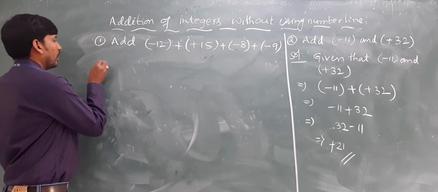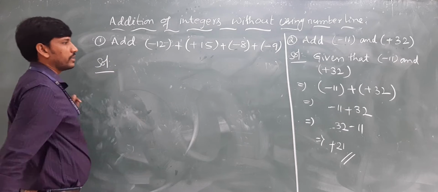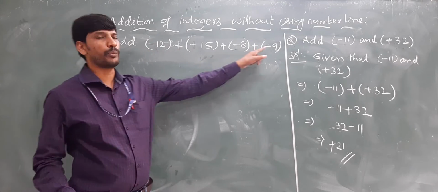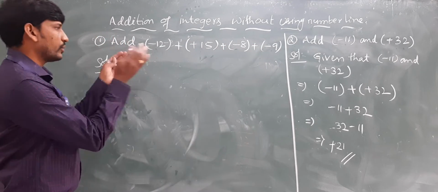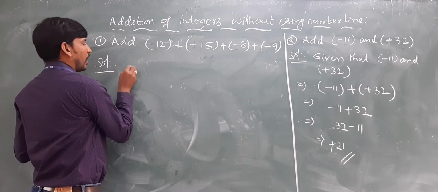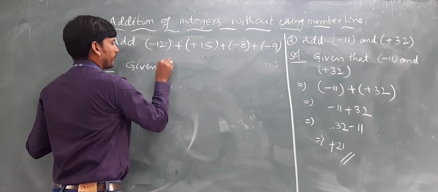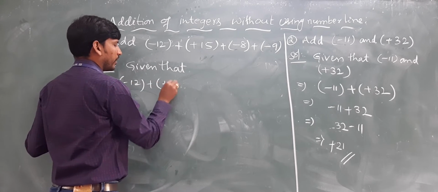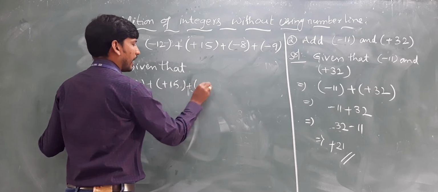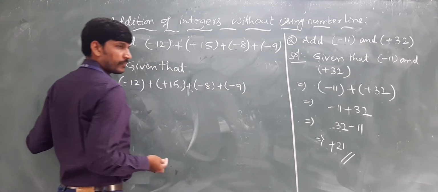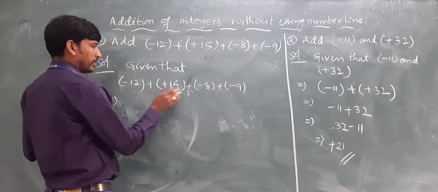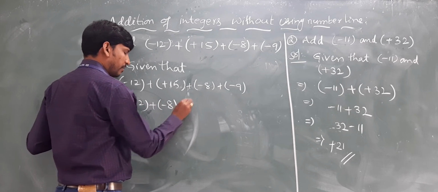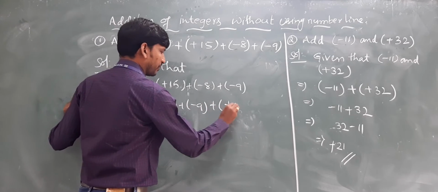So first of all, to solve this problem or add these integers, you have to regroup the integers. These three are one group because these three are negative integers, so you should keep them in one group only. Now, what is given? Minus 12 plus 15 plus minus 8 plus minus 9. So now I am going to regroup these integers: minus 12 plus minus 8 plus minus 9 plus 15.